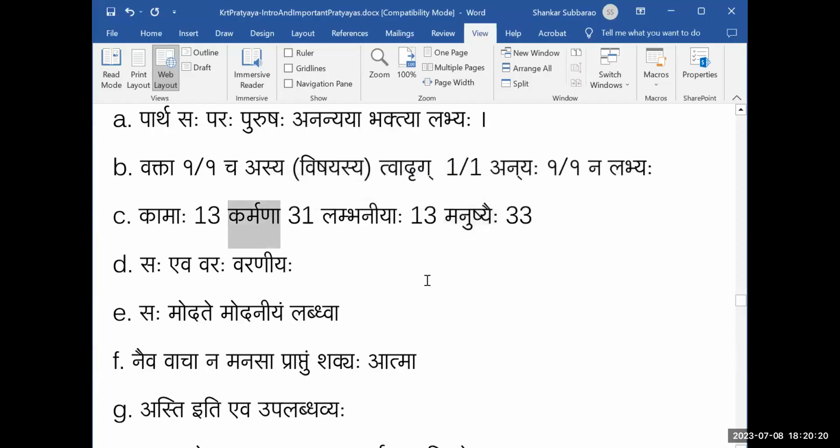Karmana is what? Tritiya for what reason? Think again. Kartari tritiya, this is correct. Karmana is what now? It is an instrument. Correct. So what kind of tritiya? What karaka is that? It is karana karaka. Is that making sense? Now translate the whole sentence.